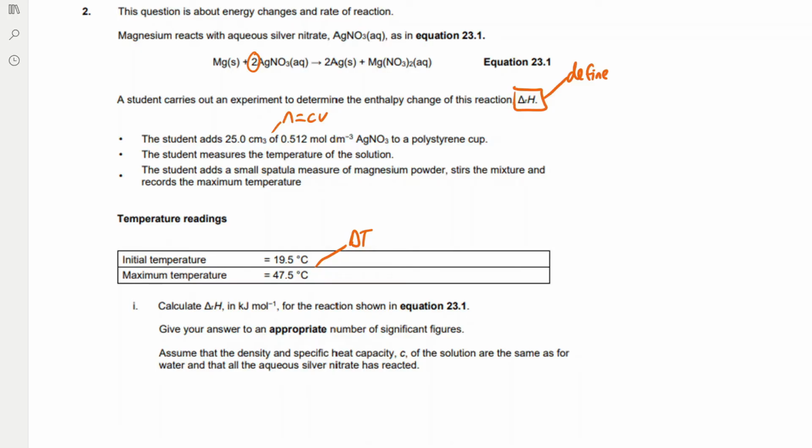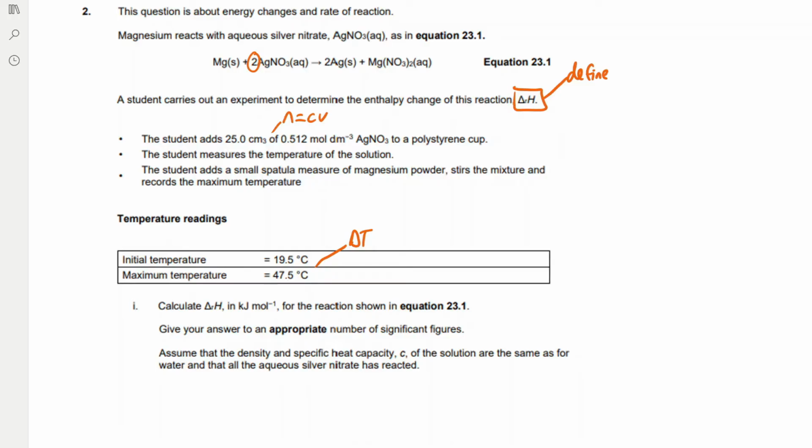The student adds 25 centimeters cubed of 0.512 mole per dm cubed of silver nitrate. So we can use that to find the moles of silver nitrate using the equation moles equals concentration times volume. The student measures the temperature of the solution. The student adds a small spatula measure of magnesium powder, stirs the mixture, and records the maximum temperature. Temperature readings are an initial temperature of 19.5 degrees Celsius and a maximum temperature of 47.5 degrees Celsius. So we can use that to find the temperature change. And notice that the temperature increases. So this is going to be an exothermic reaction as energy is released to the surroundings.